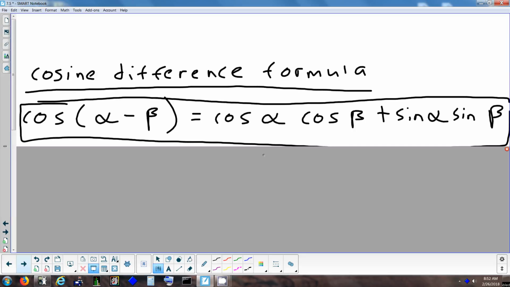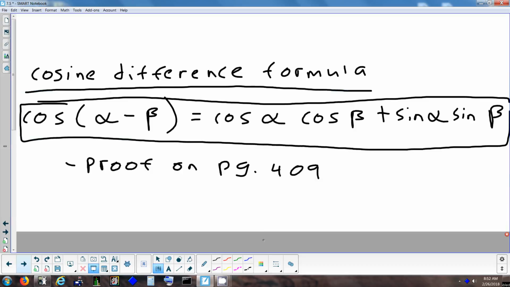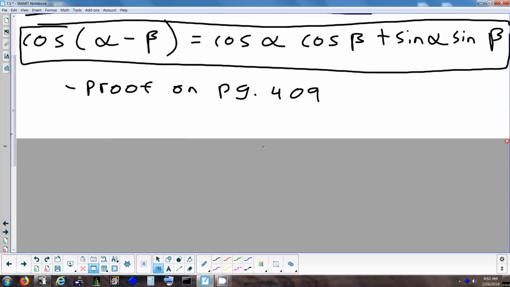Okay, so the cosine of a difference is, I call alpha the first, and I call beta the second. So cosine of the first times cosine of the second plus sine of the first times sine of the second. Not that hard to remember on its own, but once I show you the cosine of a sum, the sine of a sum, and the sine of a difference, they're all very, very similar looking. So it's kind of hard to remember them. It's definitely a good thing to put on your reference sheet. Okay, so again, the proof's on page 409.